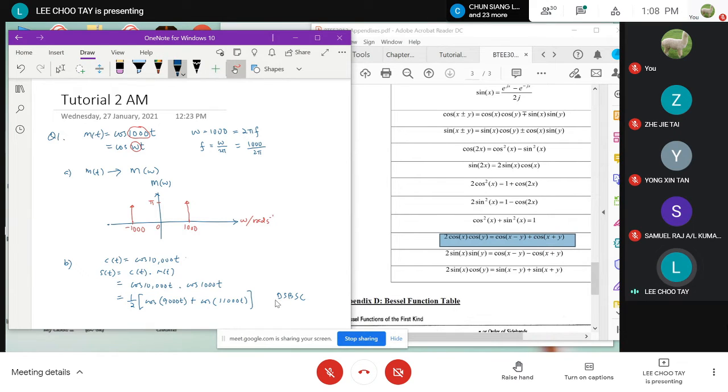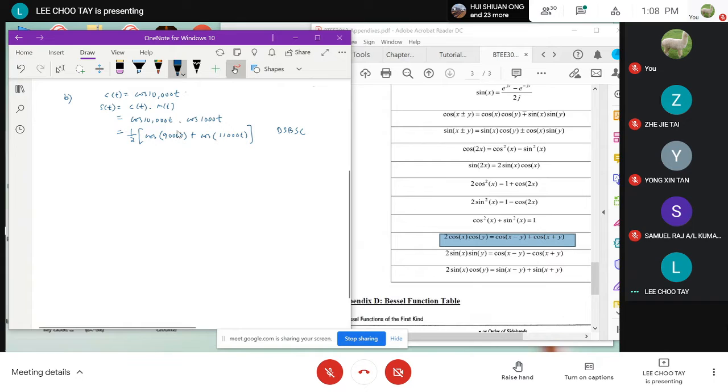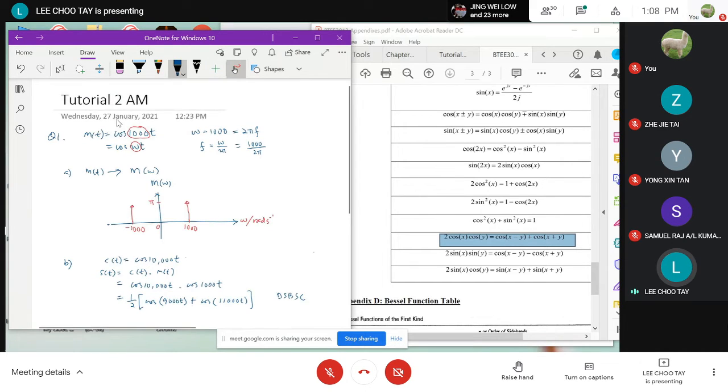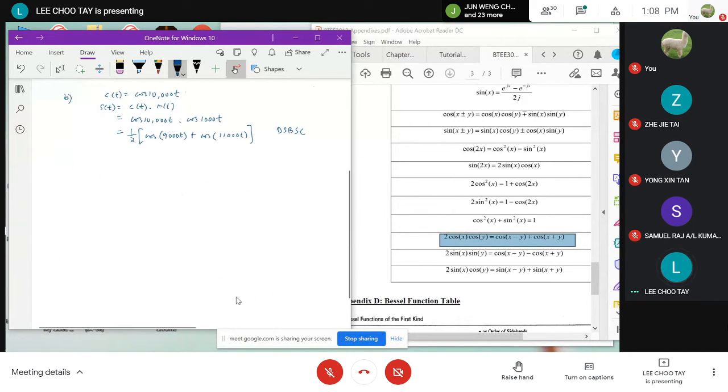So what is it going to look like in the frequency domain? Instead of one cosine wave, I now have two cosine signals. If you look at the top here, with one cosine term I have two impulses. So now with two cosine terms, I'm expecting four impulses. The impulses will be at plus minus 9,000 and plus minus 11,000, right or not?